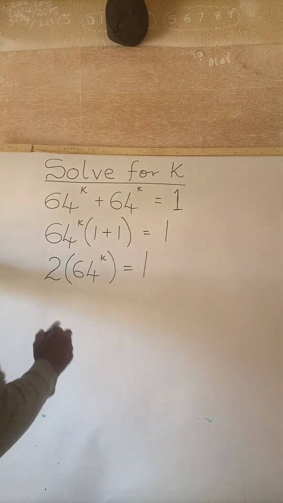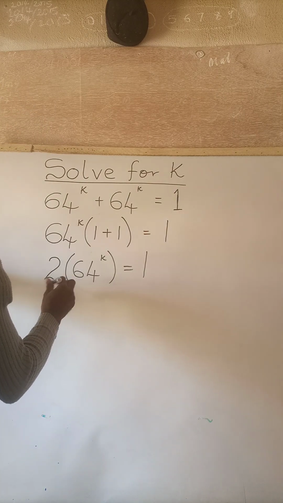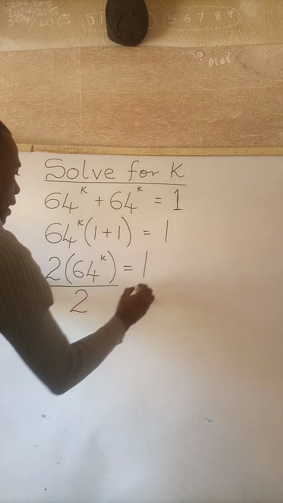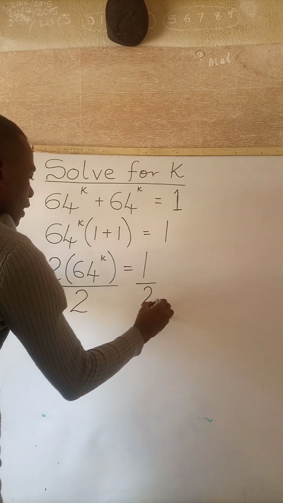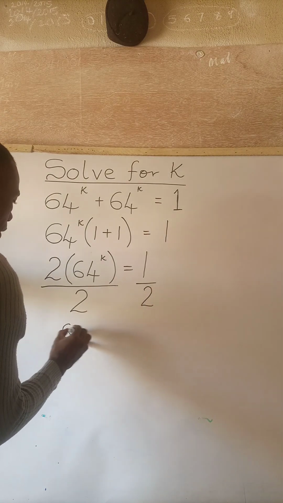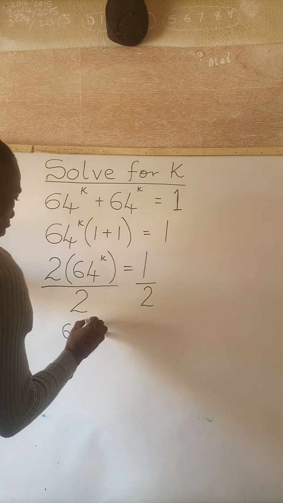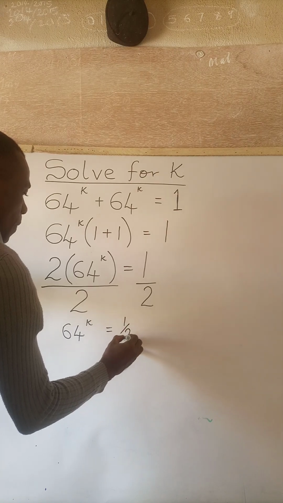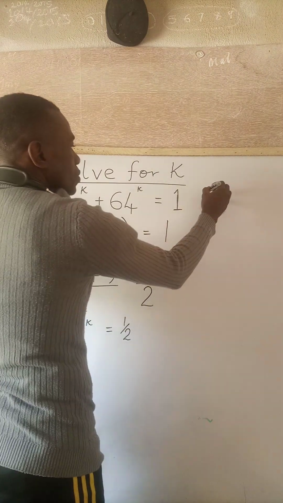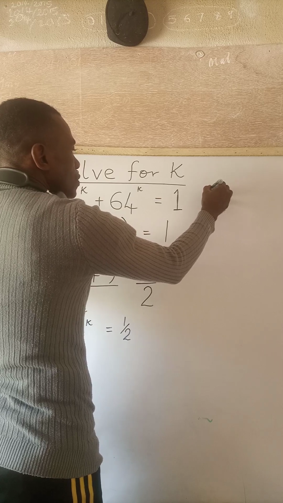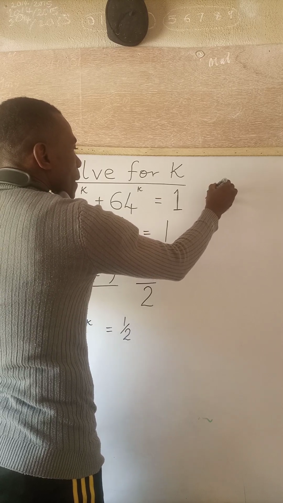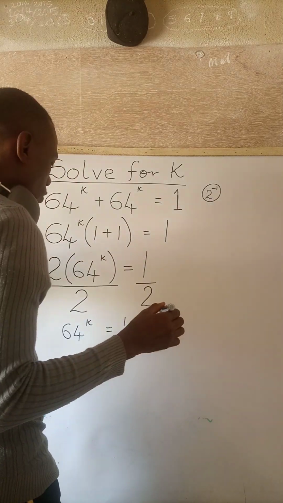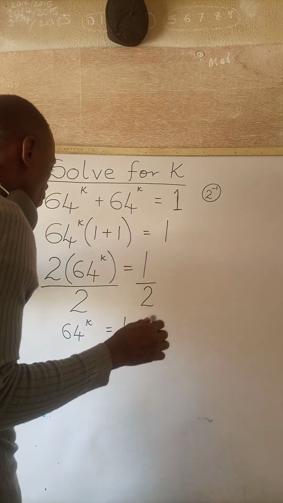Now, for us to annul these two that we have here, we will divide both sides by 2. So when we divide both sides by 2, we will now have 64^k is equal to 1 over 2. Now, note that 1 over 2 is the same thing as 2 raised to power minus 1. It is part of the laws of indices that we have.